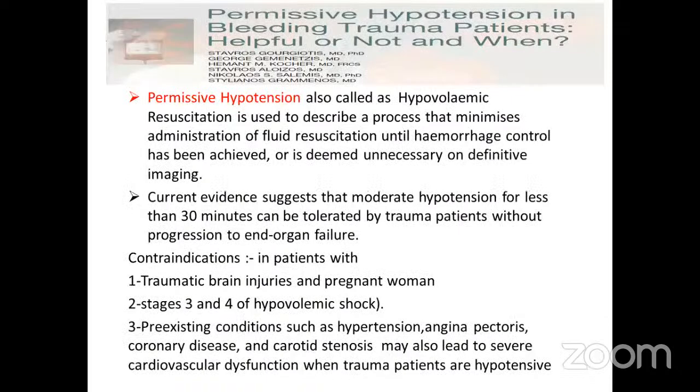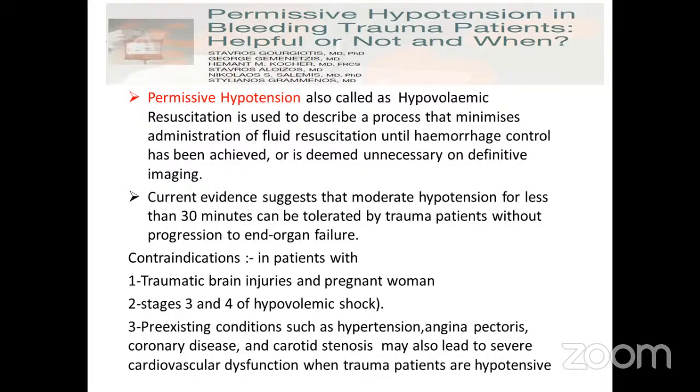Coming to permissive hypotension, it is also known as hypovolemic resuscitation. It is used to describe a process that minimizes the fluid administration until the hemorrhage is controlled. Current evidence suggests that a moderate hypotension for less than 30 minutes can be tolerated by a trauma patient without progressing to end organ failure.